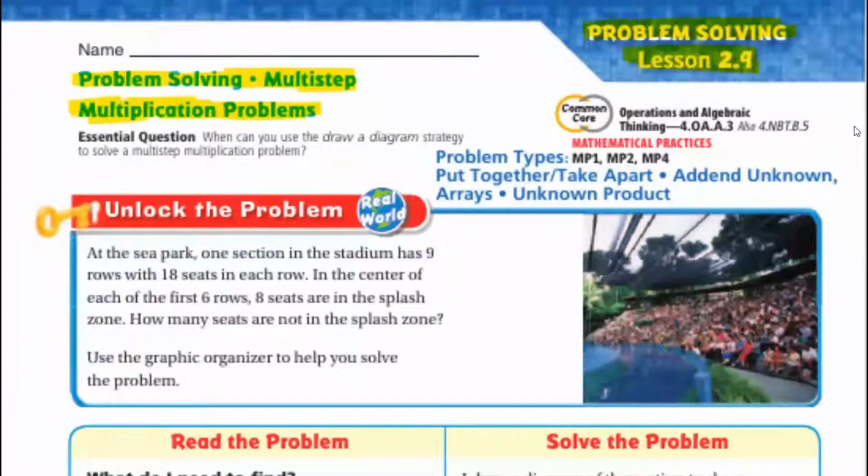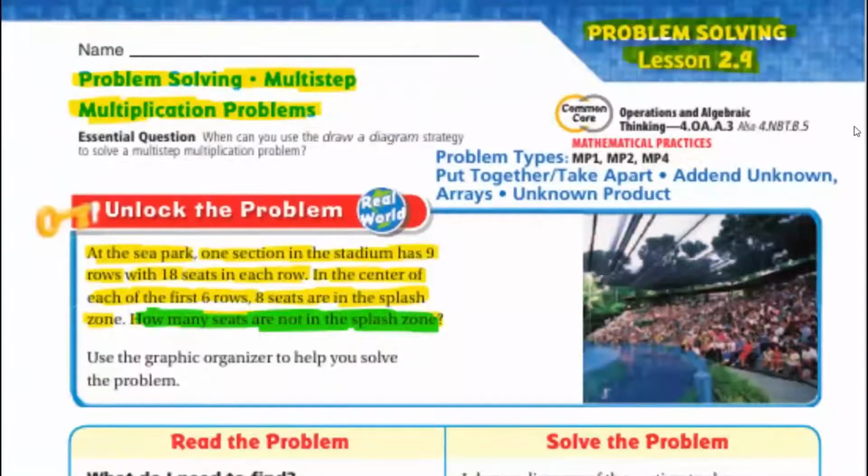Okay, let's read the first problem we have here. At the seaboard, one section in the stadium has 9 rows with 18 seats in each row. In the center of each of the first 6 rows, 8 seats are in the splash zone. How many seats are not in the splash zone? So he's asking how many seats are not in the splash zone.